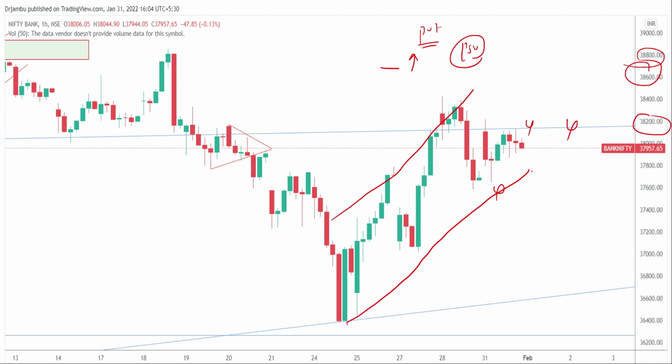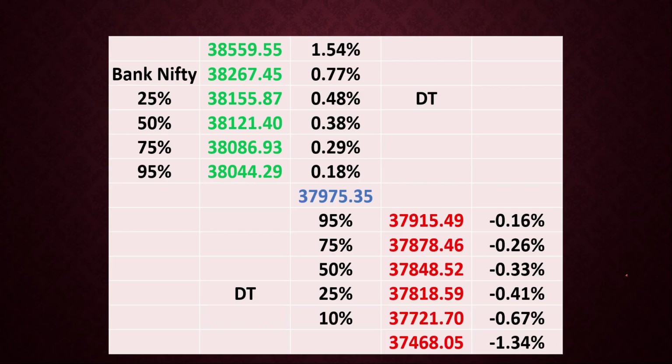But if the market fails to move upside, and if the market closes below 37,800 levels or 37,700 levels, then we can expect a fall up to 37,000 levels as the first target. And if the market closes below 37,000 levels, then we can expect a further fall up to 36,900 levels on the downward side. So this is about the technical analysis of Bank Nifty.